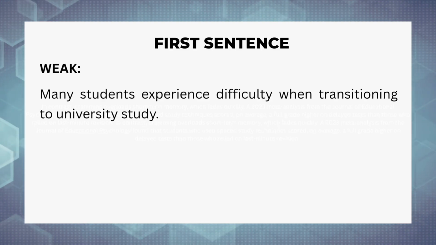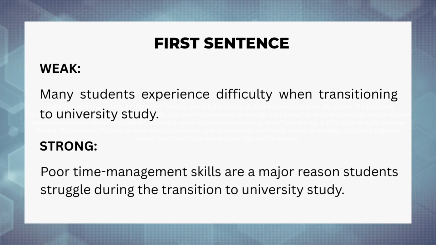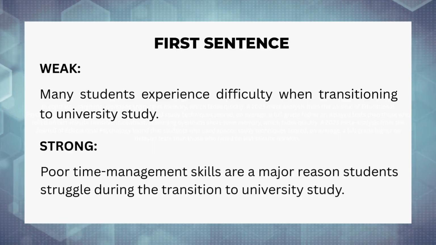Let's say that the core idea we want is that difficulties with time management are a main reason why students struggle transitioning into university. Everything else in our paragraph should now support that point. So instead of our vague introduction sentence, we're now going to make that point clear. Poor time management skills are a major reason students struggle during the transition to university study. Now the reader knows exactly what the paragraph is going to be about.